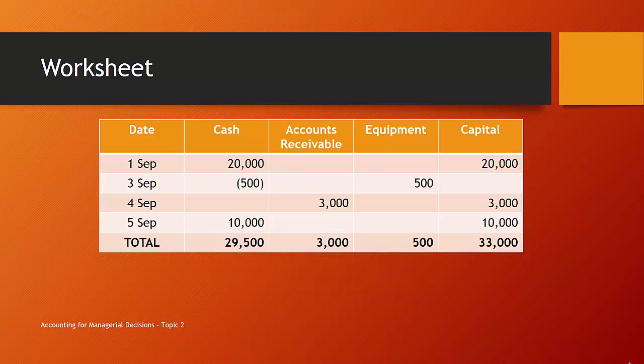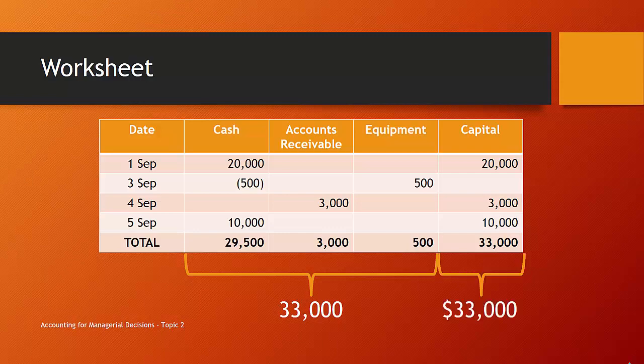And when we add up the columns in the worksheet, we end up with 29,500 for cash, 3,000 for accounts receivable, 500 for equipment, and 33,000 for capital. Assets all added up gives you 33,000. Equity all added up gives you 33,000. Everything balances. So, it's a nice way to be.